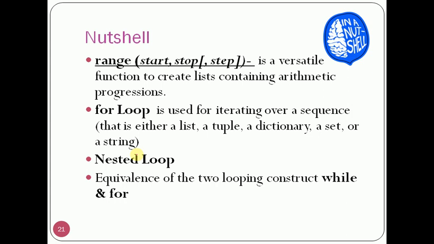Let's summarize the whole thing. Range is used for generating a series. Then the for loop is used for iterating over a sequence. You can traverse through a list or dictionary or whatever it may be. And you can nest both these loops. You can write a for loop within a while loop or a while loop within a for loop. We have also seen the equivalent way of writing the for loop and the while loop.